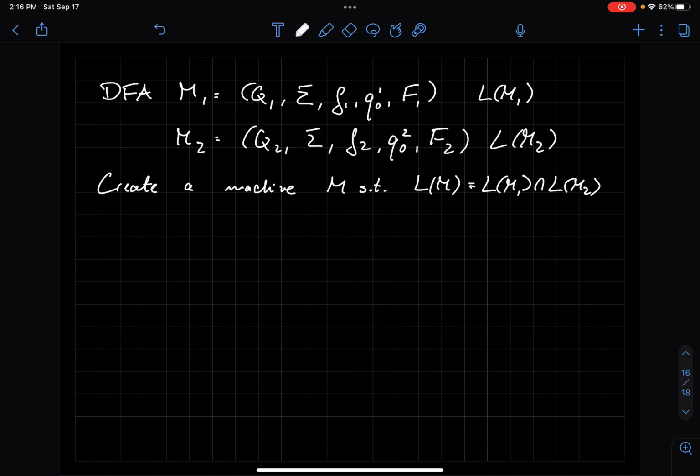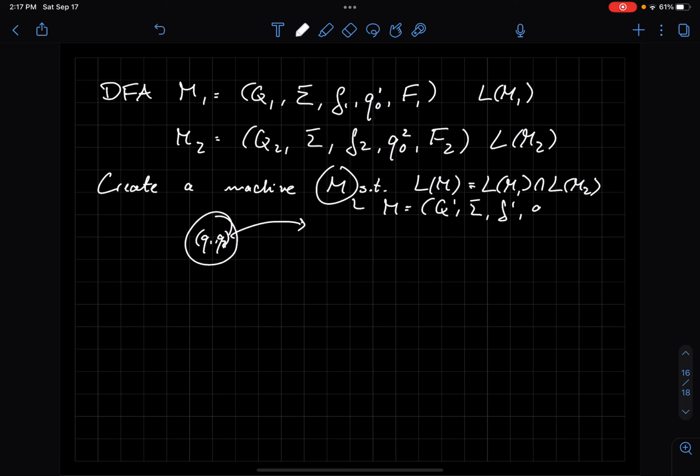Well, what I say essentially is that in my machine M, I'm going to create a state, and this state is going to encode information from M1 and information from M2. And the way to do this is to make states represent tuples, right? Where the tuple is going to be an element from the cross product of Q1 and Q2. So a state in my machine M is going to be a tuple of states, right? So in my machine M, let's say M is Q prime, sigma, delta prime, Q0 prime, and then F prime, right? So my set of states is going to be the cross product of Q1 and Q2.